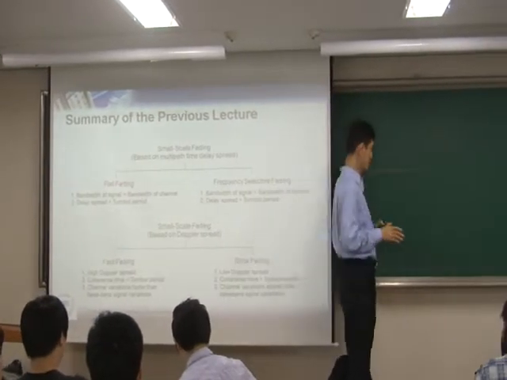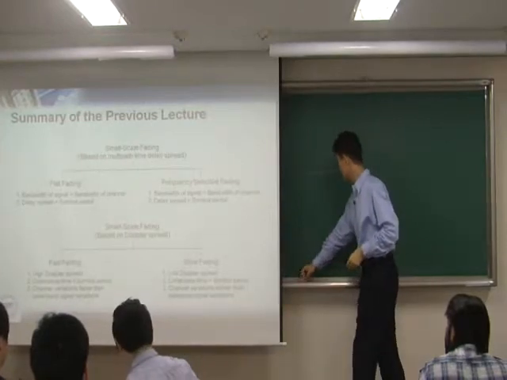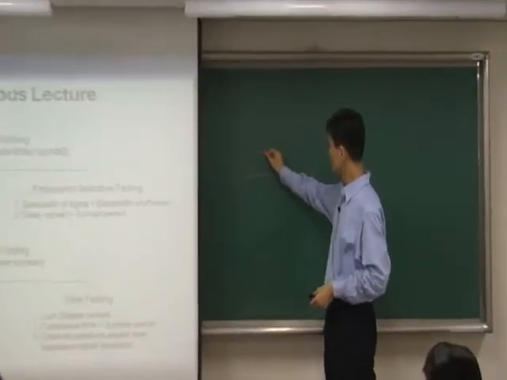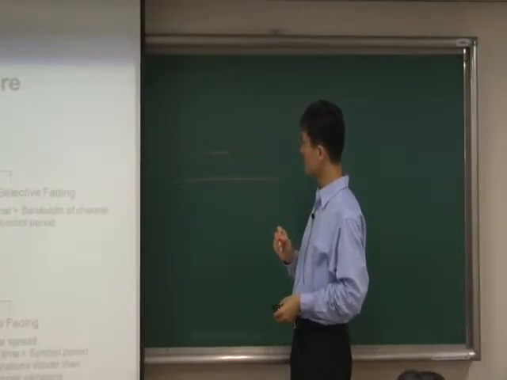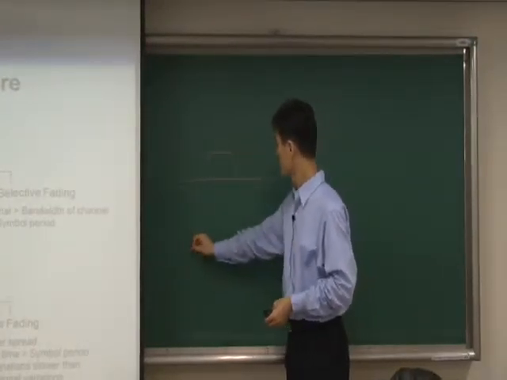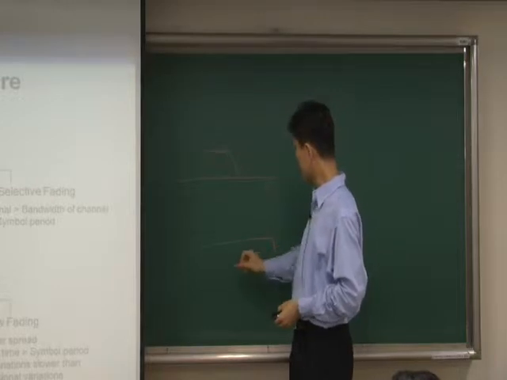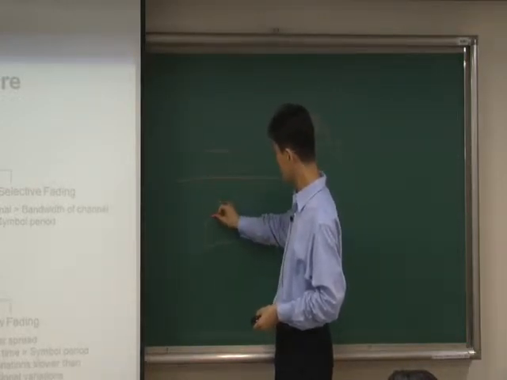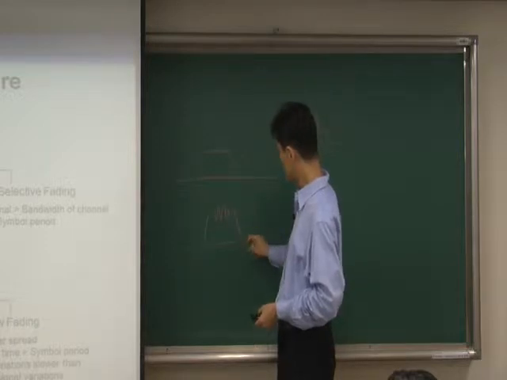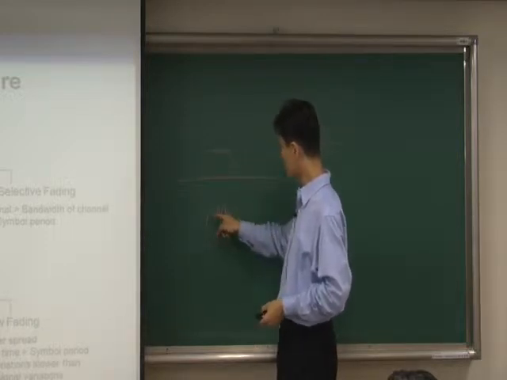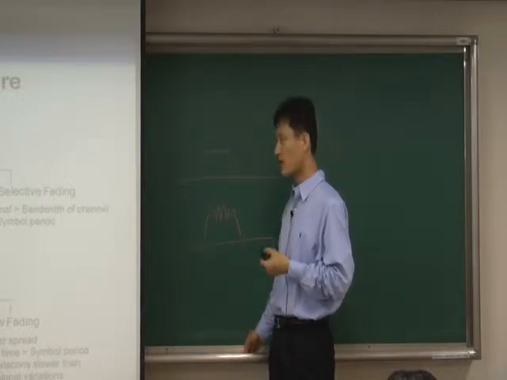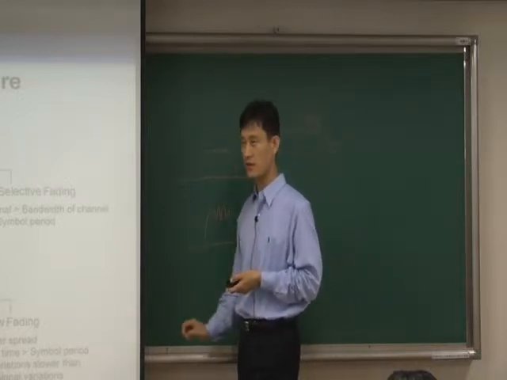Flat fading basically means that if you look at the frequency domain, your signal is almost flat. That means flat fading. Okay? Frequency selective fading basically means that over this frequency region, your frequency response has a lot of fluctuation. But that depends on your sampling frequency.